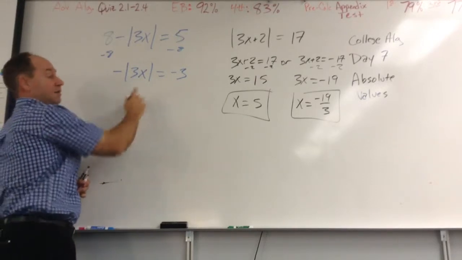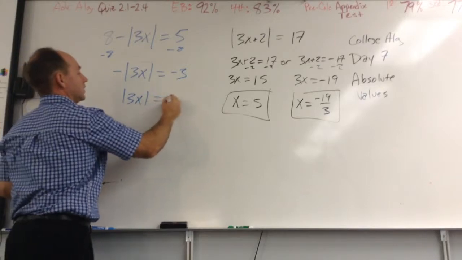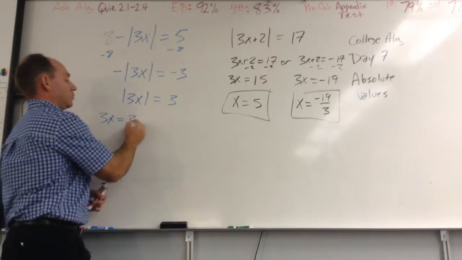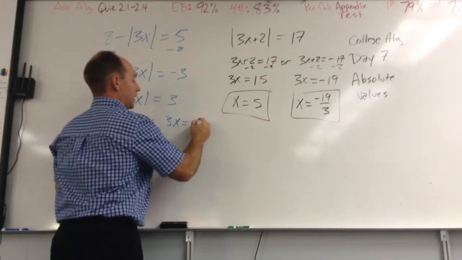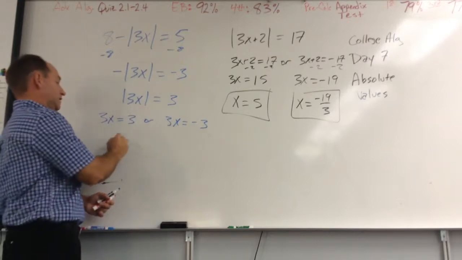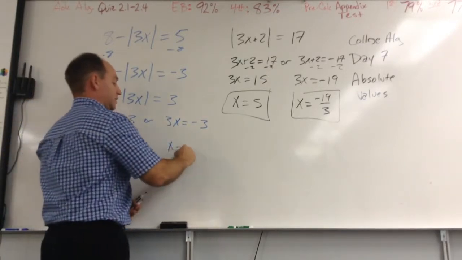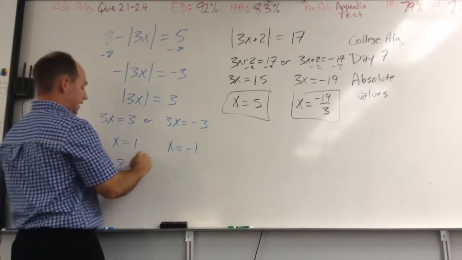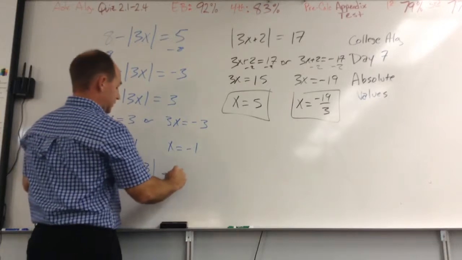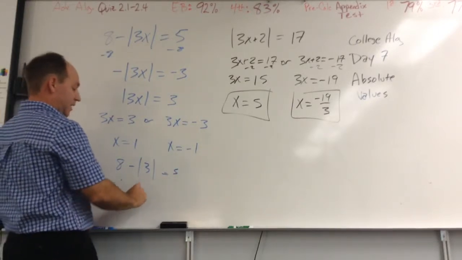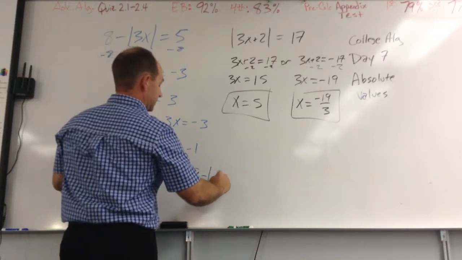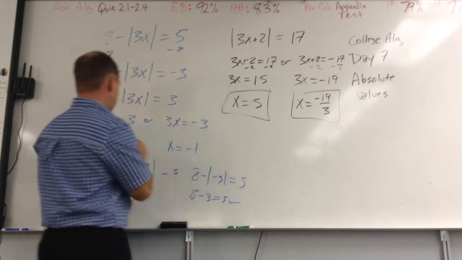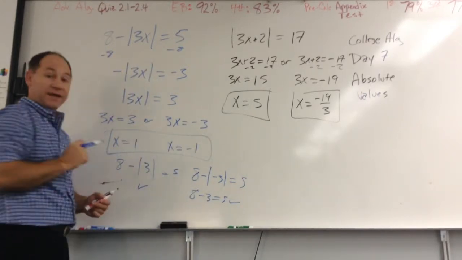So I divide both sides by negative 1, and I get the absolute value of 3x equals positive 3. And now we're saying, you know what? That means that 3x, the stuff in there, could be 3, or the stuff in there could be negative 3. Let's check this out. This happens when x is 1. This happens when x is negative 1. And go back and check those answers. What is 8 minus 3? Does it equal 5? Yeah, that does. How about 8 minus the absolute value of negative 3? Does it equal 5? Yeah, that's 8 minus 3, that's 5, check. They both work. There's my answers, 2 answers.